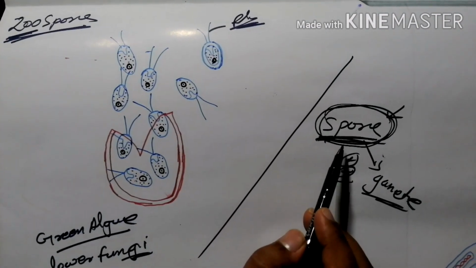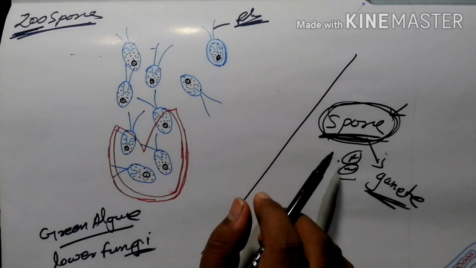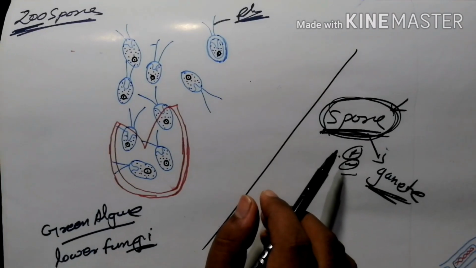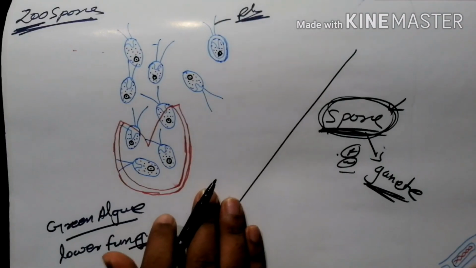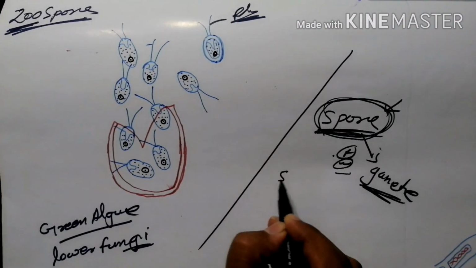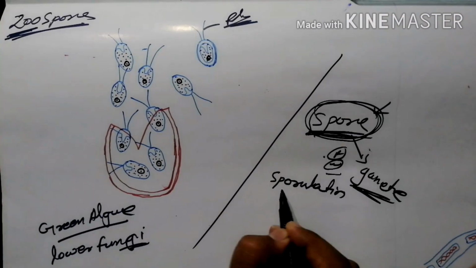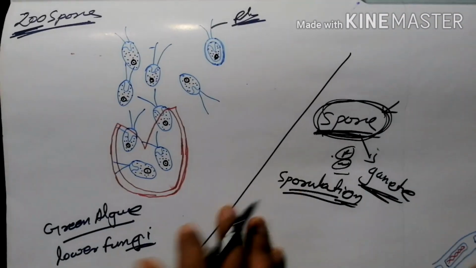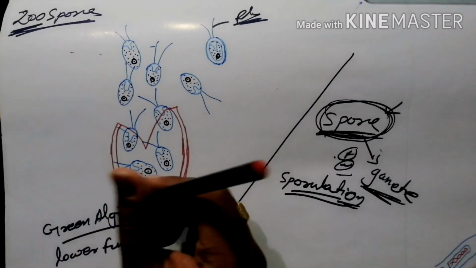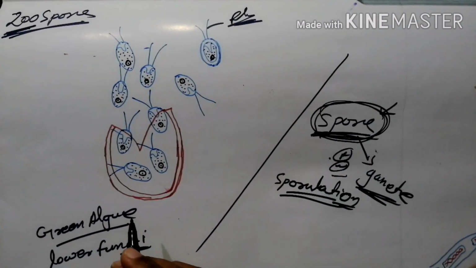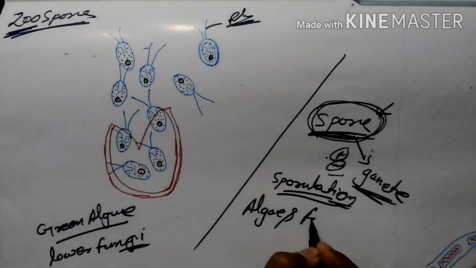It means gamete, and I hope you all know about gamete and what it is. Next, this sporulation process is mostly common in asexual reproduction, as we are studying asexual reproduction, and is found in many species of algae and fungi.